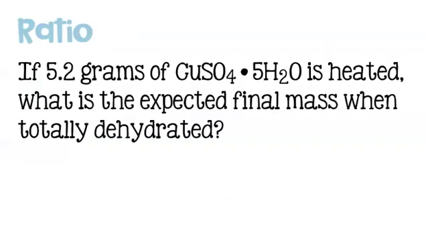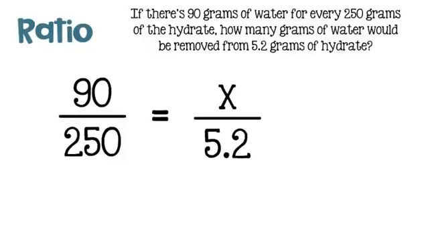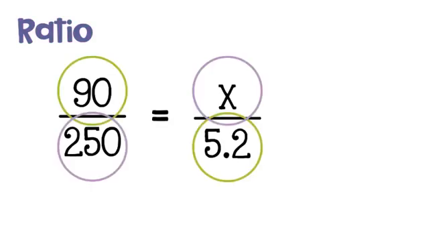We can actually look at an application of this. If 5.2 grams of copper(II) sulfate pentahydrate is heated, what is the expected final mass when the compound is totally dehydrated? Well, from our chart, we know that there are 90 grams of water for every 250 grams of the hydrate. And we want to know how many grams of water would be removed from 5.2 grams of hydrate. So we would put X, the unknown amount of water, over 5.2, the total. We can then solve for X by cross multiplying.